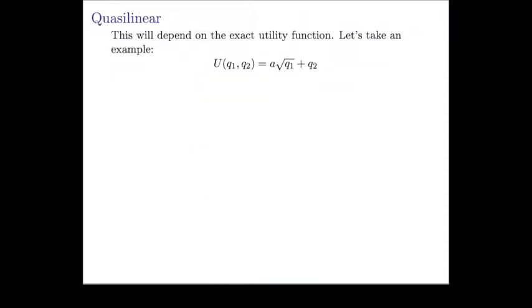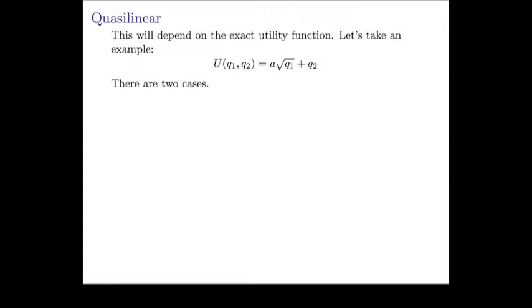Next, quasi-linear preferences. The demand function is going to depend on the particular form of the utility function. In this particular example, we have a square root of q1. Remember, quasi-linear utility is of the form u of q1 plus q2. So the demand function is going to depend on what this u of q1 is. In this particular case, u of q1 is some constant a times the square root of q1.